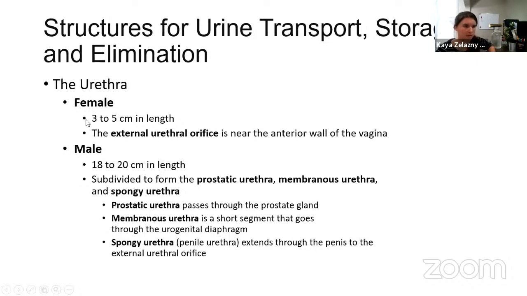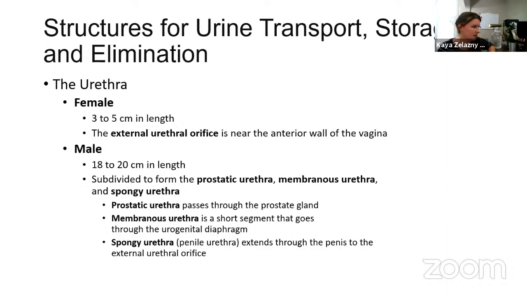Okay, so the urethra in females is shorter than in males, 3 to 5 centimeters in length versus 18 to 20 in males. When we look at the external part of the urethra, the external urethral orifice, so just the opening on the outside, it's actually near the anterior wall of the vagina. So you'll look at that in lab, right? And in males, it's going to be at the exit to the penis, right? The penile urethra will have the external urethral orifice.